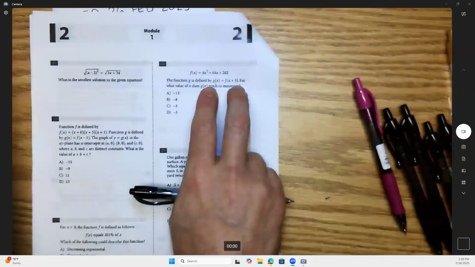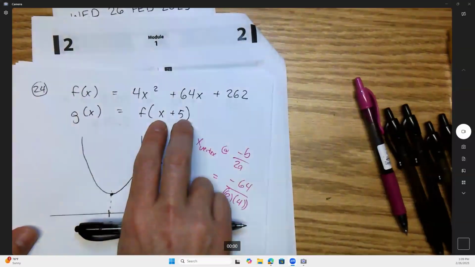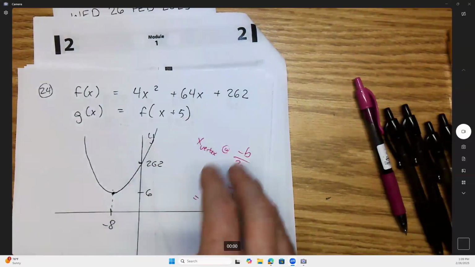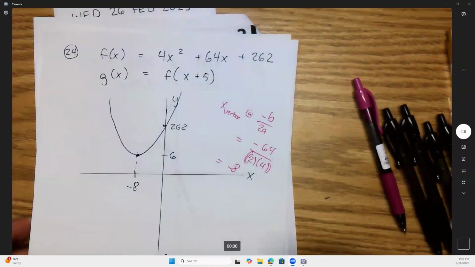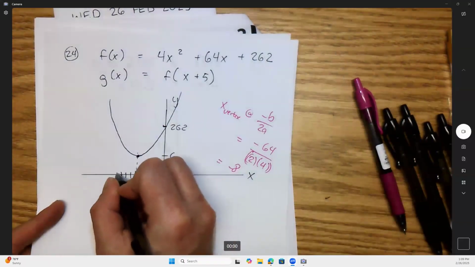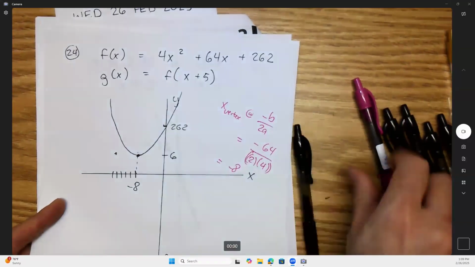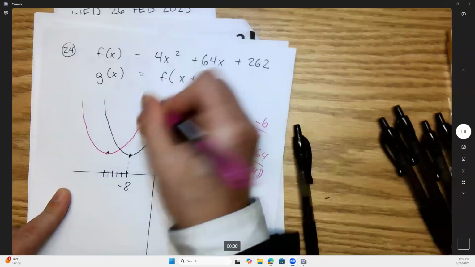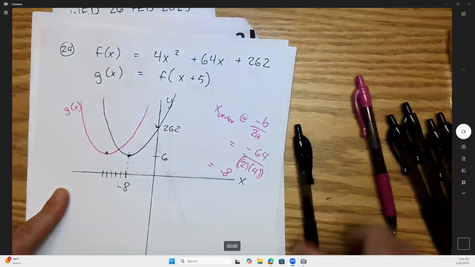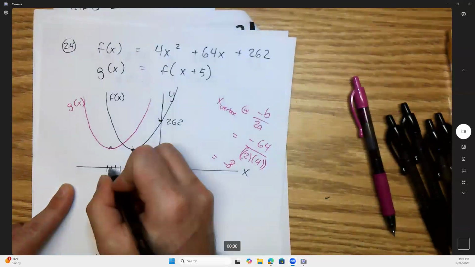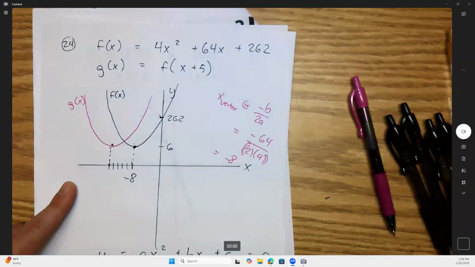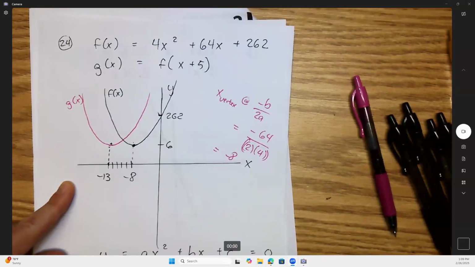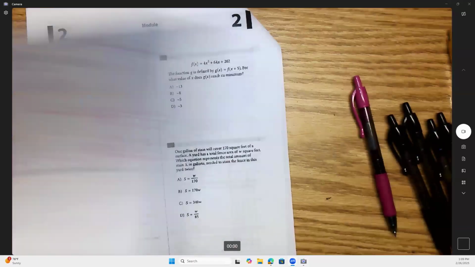If g of x, you guys remember, is f of x plus 5, then g of x is the original graph f of x shifted which way, how much? Left 5. 1, 2, 3, 4, 5. Maybe I'll do g of x in pink. Could that be g of x right there? Here's your f of x. Therefore, what's this vertex right here? It has to be negative 13. Okay, that's the answer they're looking for.